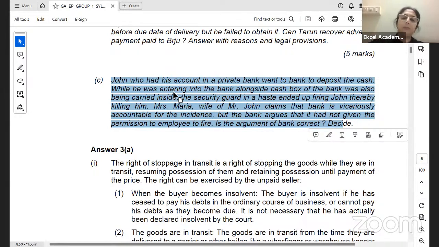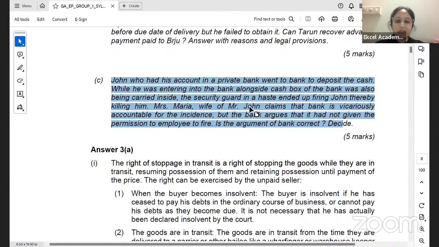I just want to deposit my cash in my account, so I have gone to the bank. But next to me, there is a cash box which is being carried. So immediately security will shoot me. Okay, that means that person is killed. I'm killed. So now what action will you take? That is the question.